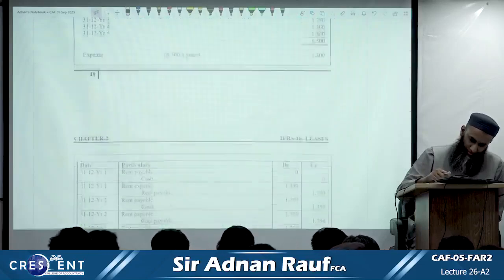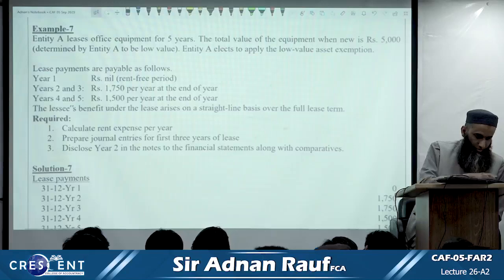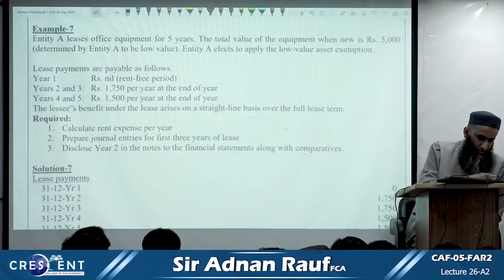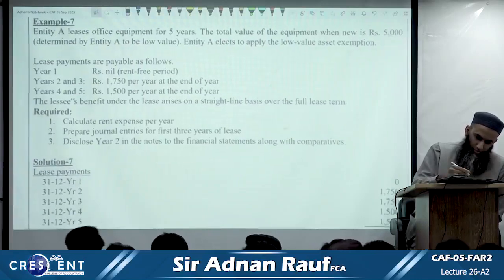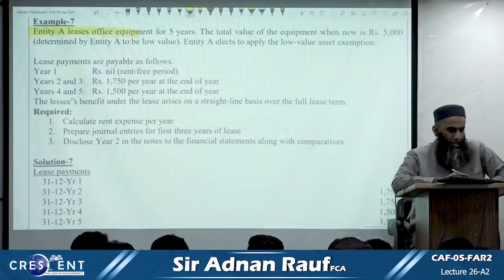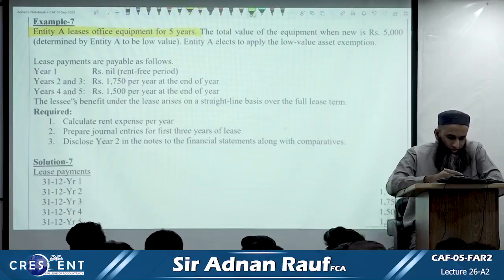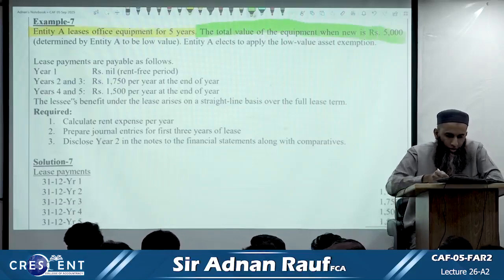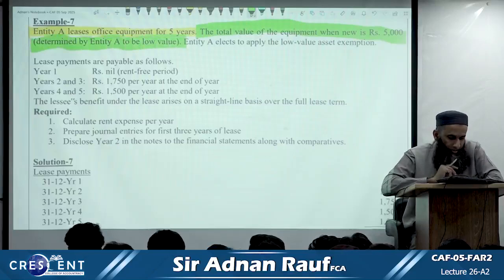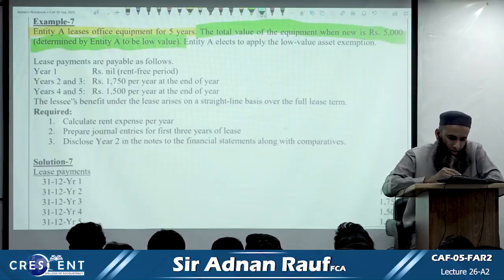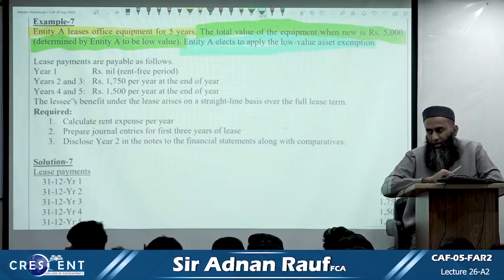Okay, you read page number 514848. Question. Entity has a leased office equipment for five years. The total value of the equipment when new is Rs. 5,000, so the entity has determined which asset it is. So we have chosen what we will do. We will apply the low-value asset exemption. Done.